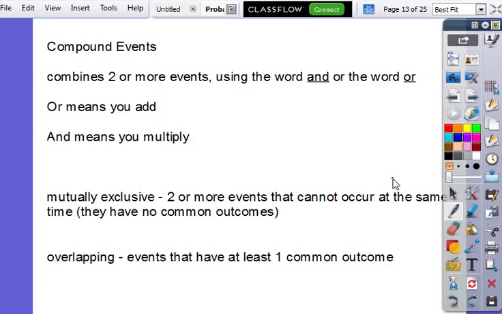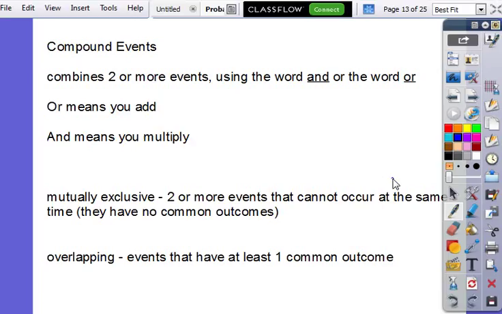Mutually exclusive and overlapping, that's what we really need to understand. Whether what we're talking about is a mutually exclusive event or overlapping events. If it's mutually exclusive, it cannot happen at the same time. For example, if I'm doing the deck of cards and I said, what's the probability of me getting a queen or a king? Can I pick one card and get a queen and a king at the same time? No. So those two things cannot happen at the same time. Therefore, mutually exclusive.